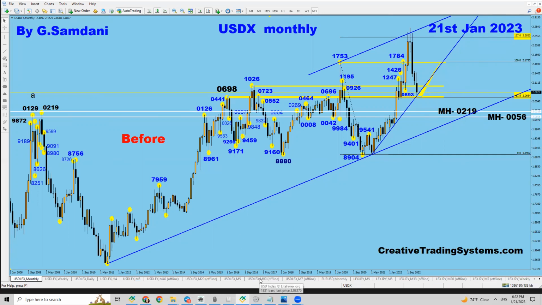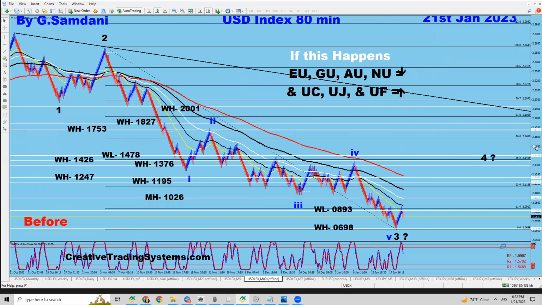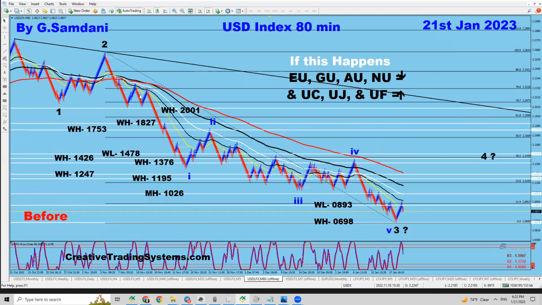Now on an 80-minute chart, this is my Elliott wave count. It's like 1, 2, and this whole thing is wave 3. Out of that, it's like 1, 2, 3, wave A, B, C, 4, and 5. If this is wave 3 ending, then we have to go for wave 4 to the upside, just like I showed on the weekly. It's going to go up a little bit to 38% of this drop, around 1478, and 1253 is this.